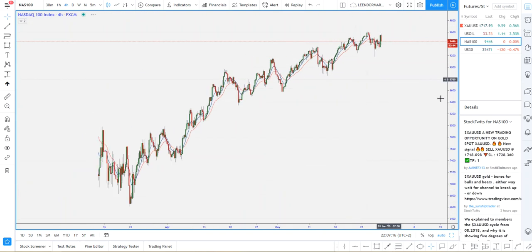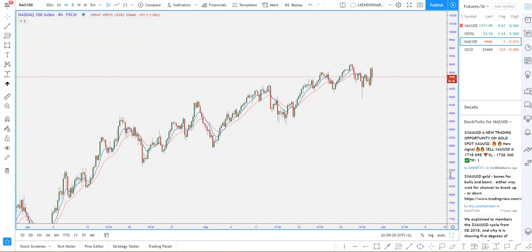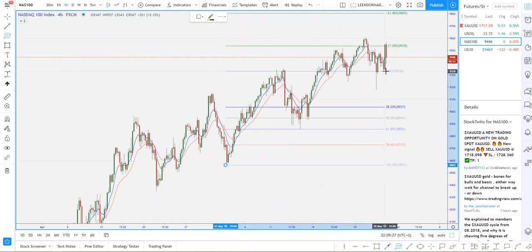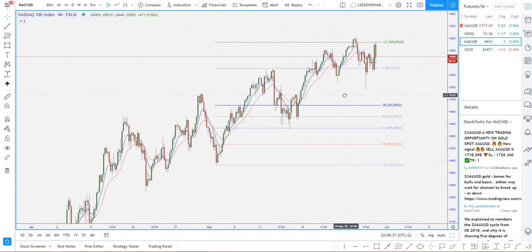So Nasdaq, I did say that Nasdaq was going to get to 9500. If you're wondering how I knew that it was going to get to 95, from this level, point A, point B, pull back into 50%, 50% went up to negative 27, 95, 68, played out to the absolute T.